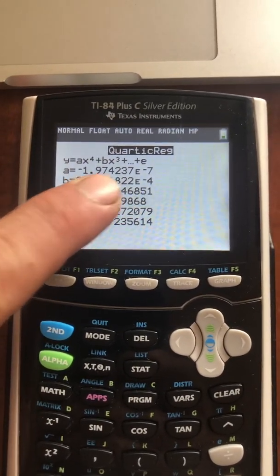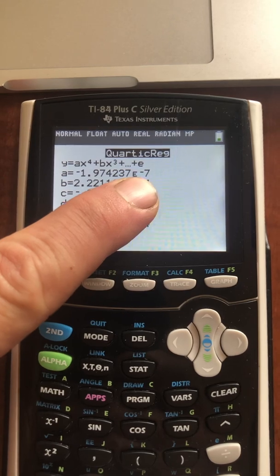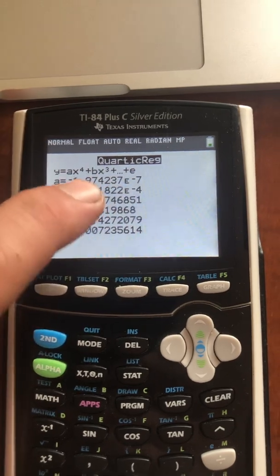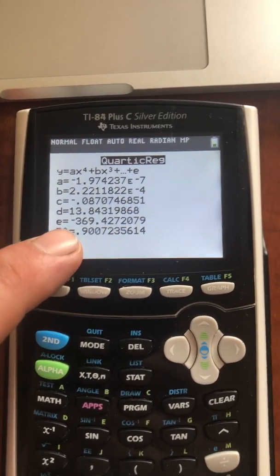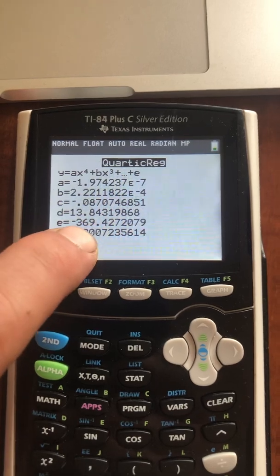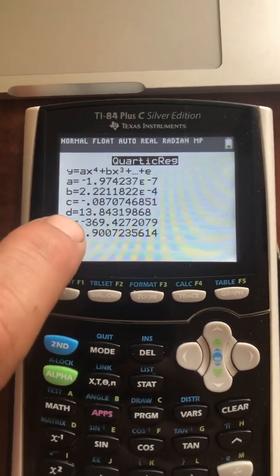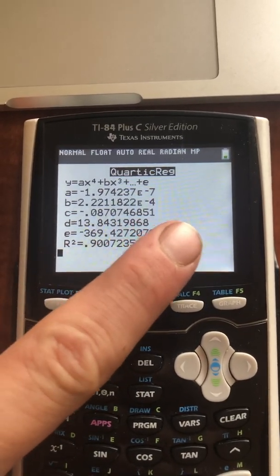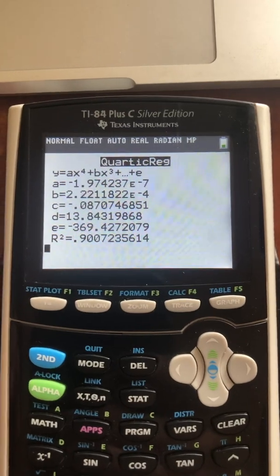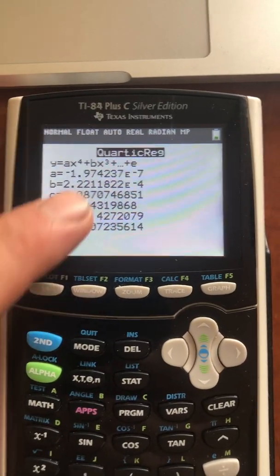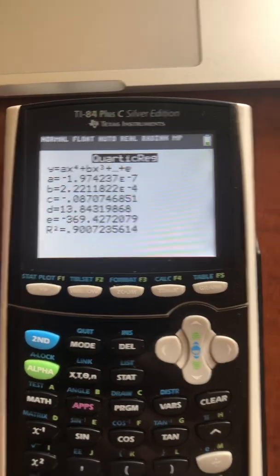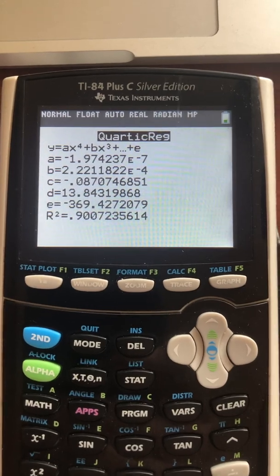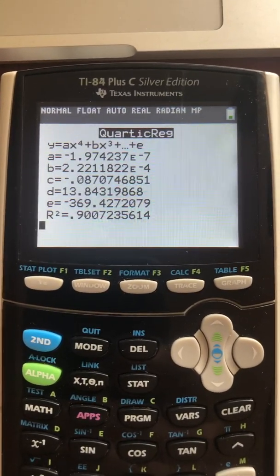Now, these numbers are all to the power -7. So this is -1.97 times 10 to the -7 x to the power 4, because it's your A value. So the y-intercept of this is -369.42. And the term that goes with just x is 13.84319 and so on, x. Okay. So that should get us to our next point. I'm going to enter all this information, and I'm also going to enter in some other information into Desmos so we can see that picture of the horse's back and how close this curve gets us.